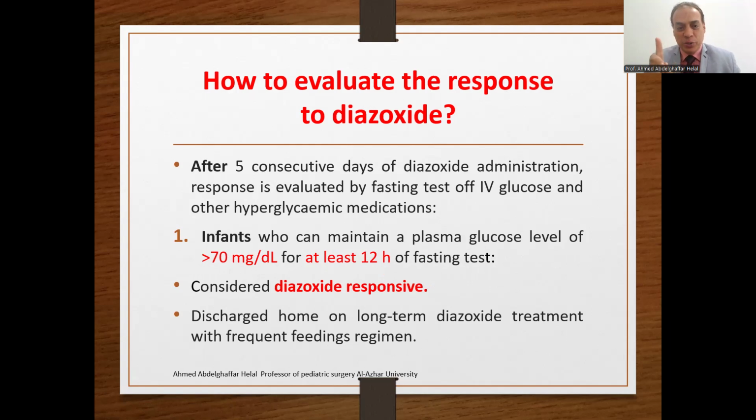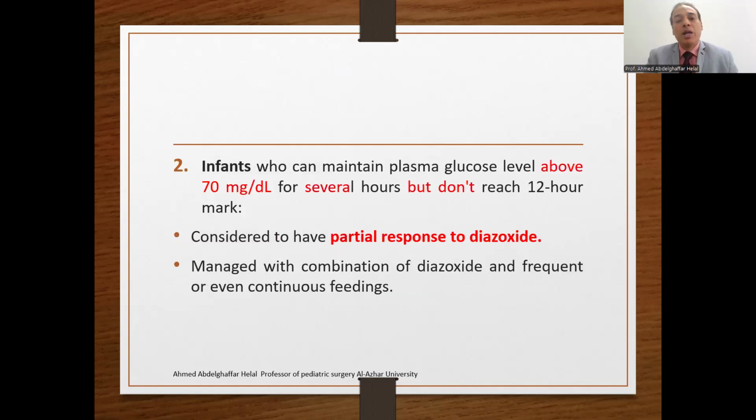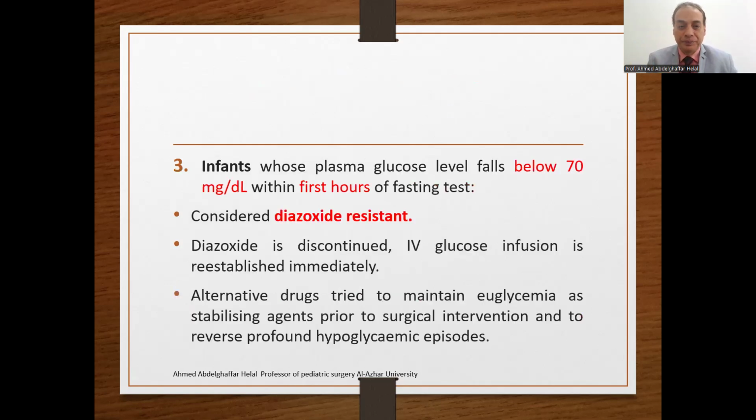So this is the first category: infants who can maintain plasma glucose level more than 70 after 5 consecutive days of diazoxide administration. Number 2, infants who can maintain plasma glucose level above 70 for several hours only, but don't reach the 12-hour mark. Consider them to have a partial response to diazoxide, managed with a combination of diazoxide and frequent or even continuous feeding.